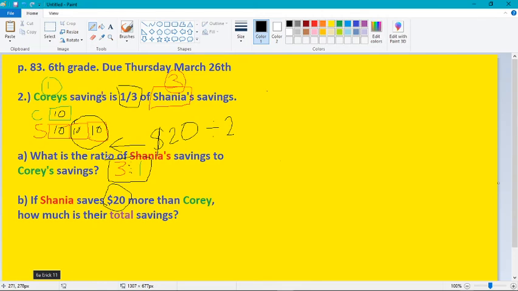Okay? And then the next question says, if Shayna saves $20 more than Corey, how much is their total savings? Well, then we just need to add up 10 plus 10 plus 10 plus 10, right? All of these right here. All of those. We need to add up all those. Or we could just take 10 times, what? 4, because there's 4 units. 10 times 4 equals 40.